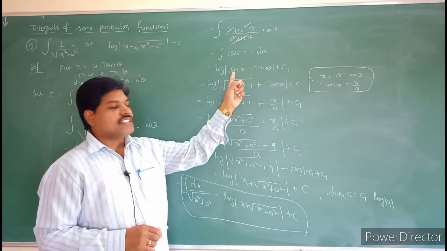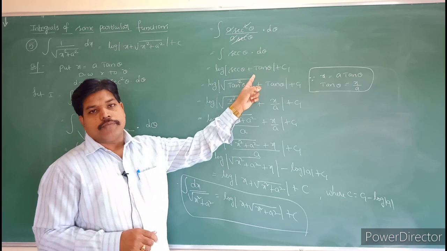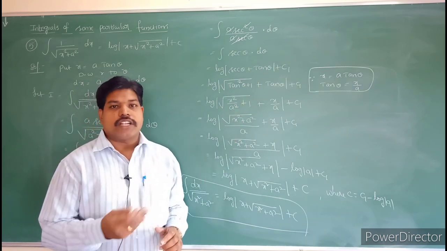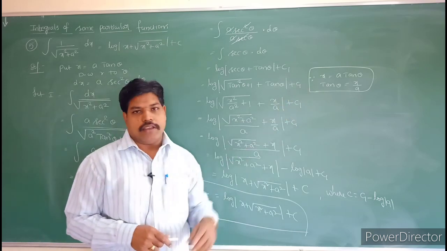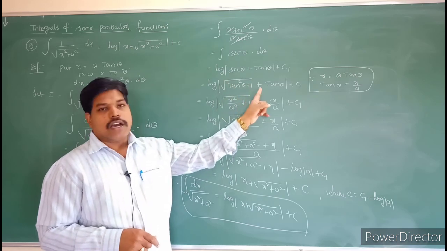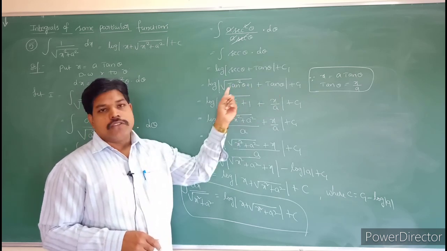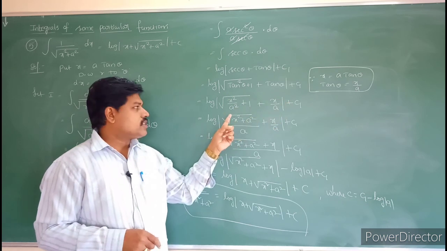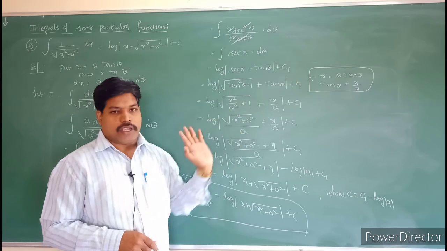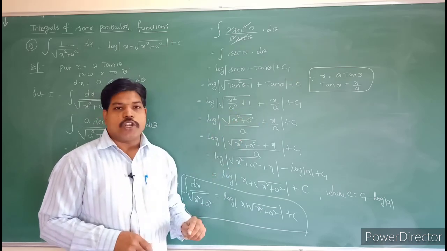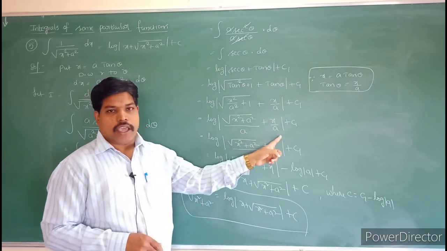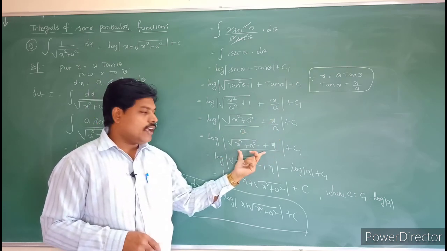Here secant theta you can write as root of tan square theta plus 1. Why? Because you know the tan theta value: tan theta is x by a. That's why we converted secant theta into tan. So root of tan square theta plus 1 plus tan theta. Tan theta is nothing but x by a, so replace the value here: x square by a square plus 1 plus x by a. Take the a square LCM. What will you get? Root of x square plus a square by a plus x by a. And take the LCM a.